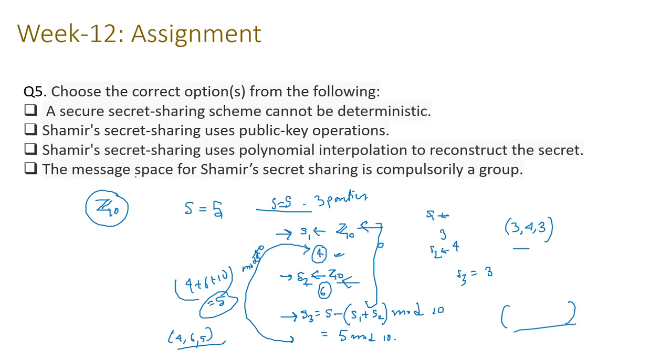And the fourth statement says that the message space for Shamir secret sharing is compulsorily a group. This is again not true, because as you know, the Shamir secret sharing scheme needs the message space to be a field, because you have to perform inverse operations on the elements. So all the elements in the set need to have an inverse. A group will not suffice to do that. You need a field for that, because in a field, except the additive identity element, every other element has an inverse.